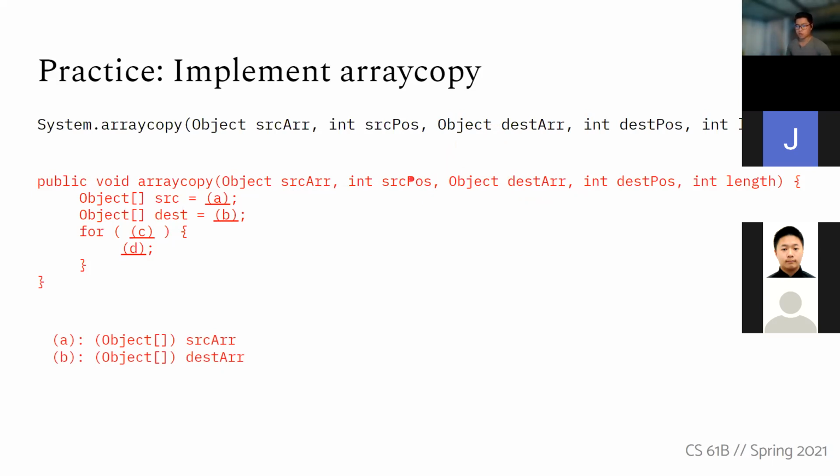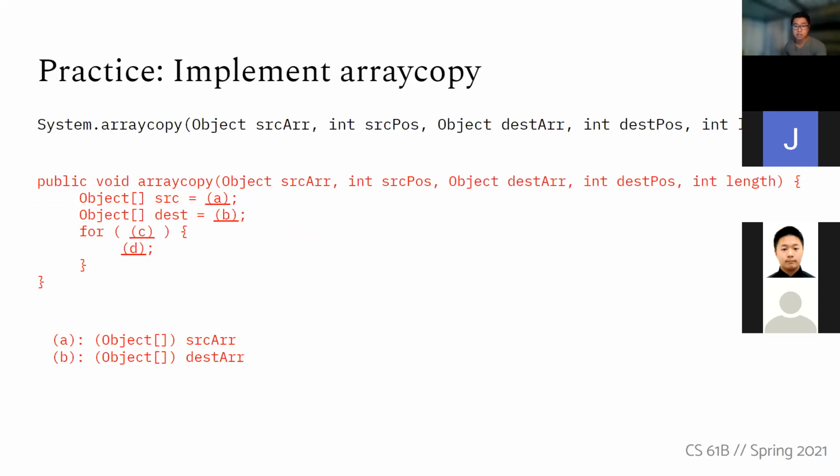What about for C? What should our condition for our for statement be? In the chat we have int i equal to source position, and then i less than blank, i plus plus. So if we start at source position, we can have the issue that if source position is greater than length, it will never go into the for statement. Yes, length plus source position can work.